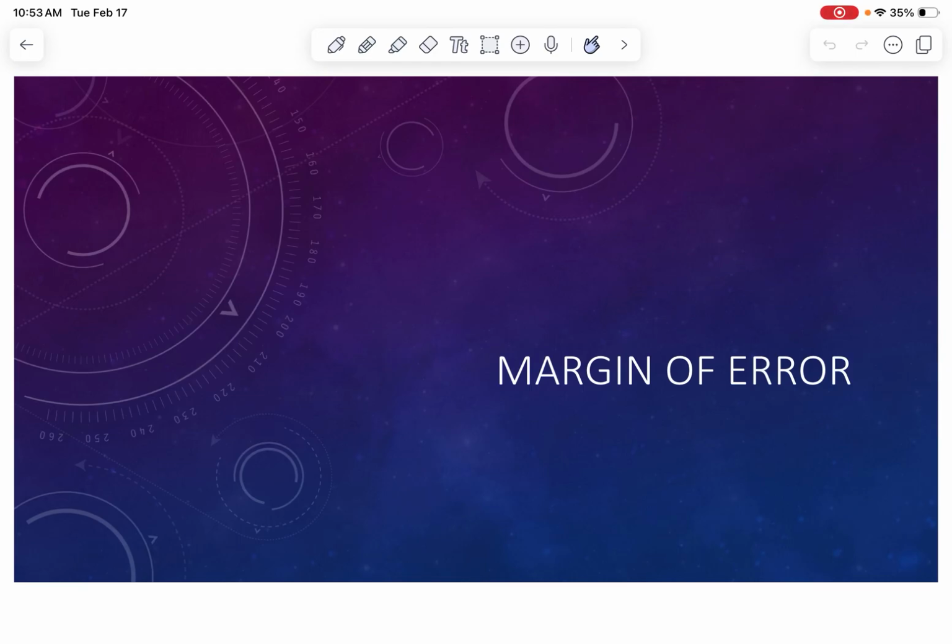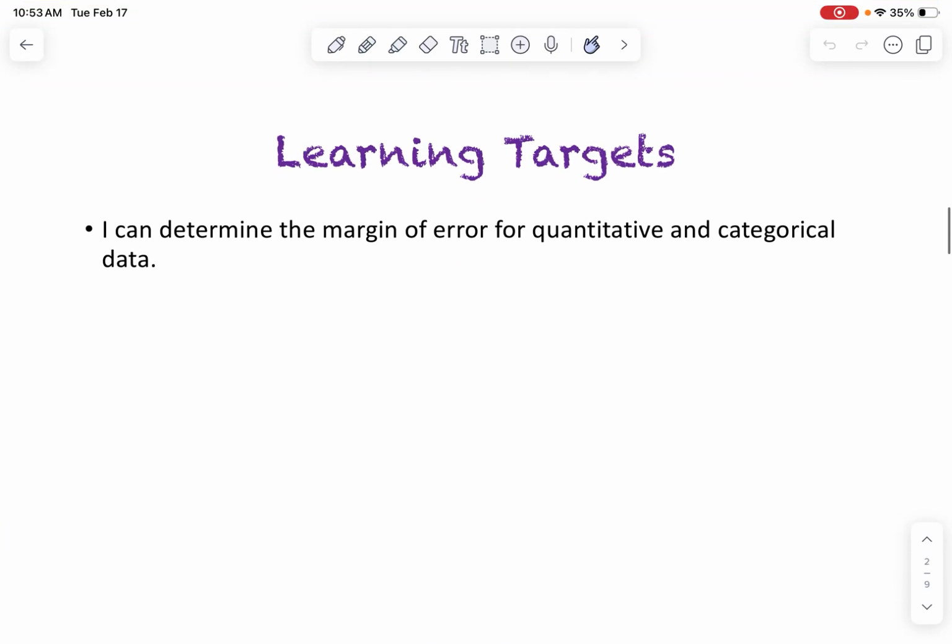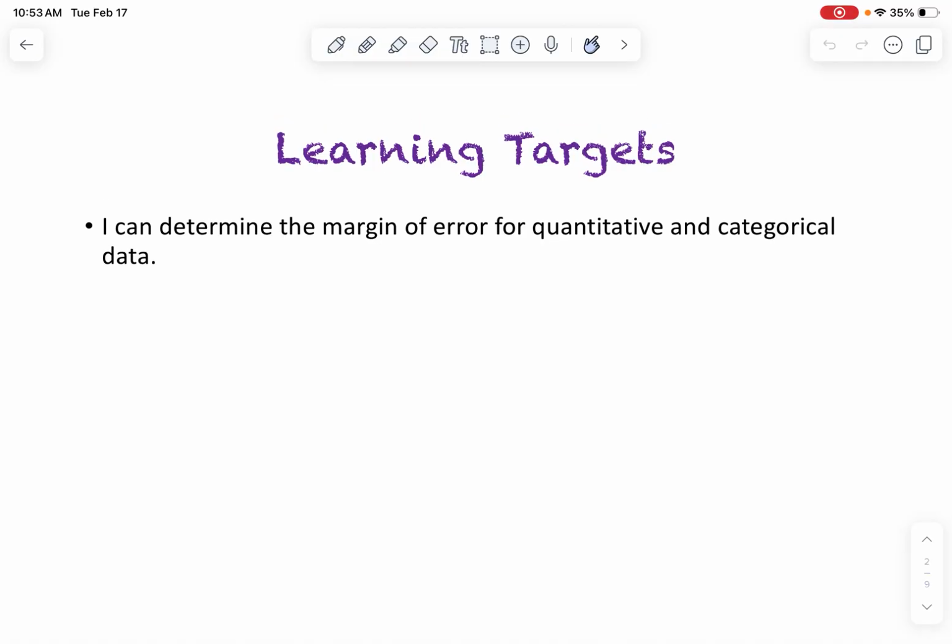Okay, this lesson is on margin of error. We should be able to determine the margin of error for a quantitative data set or a categorical data set.